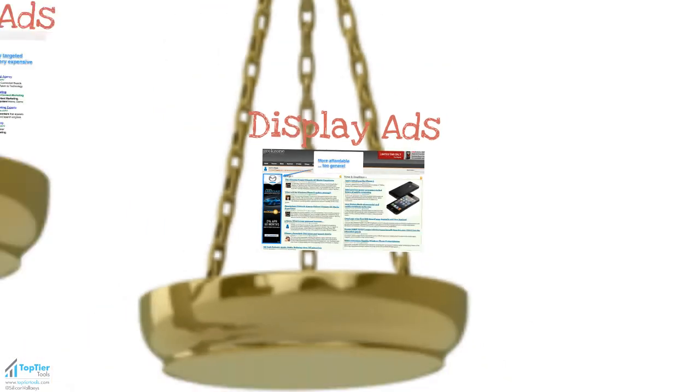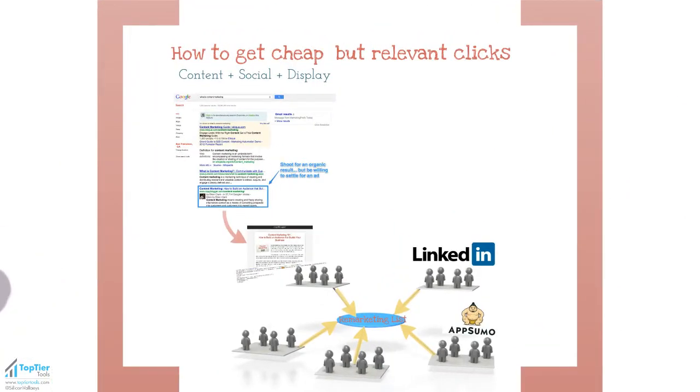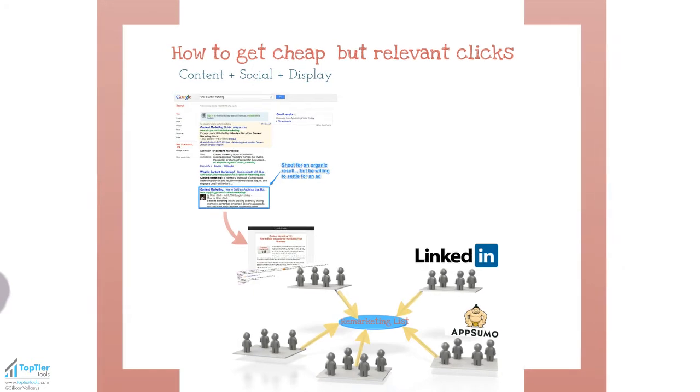Now, the good news is that there is actually a play where you can combine search to get really relevant clicks with display to get really cheap clicks, and you add in a little bit of content and social marketing and advertising, and you can get some pretty decent results. So here's how it would work.